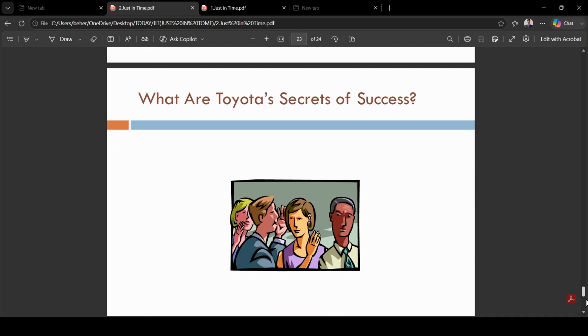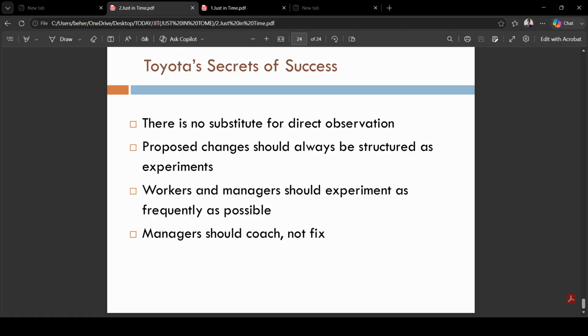And what are the Toyota secrets? Toyota secret: there is no substitute for direct observation, and proposed changes should always be structured as an experiment. Workers and managers should experiment as frequently as possible. Another: problems should be caught, not fixed.